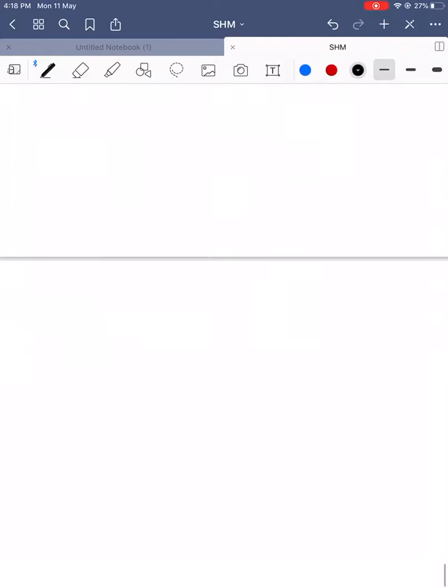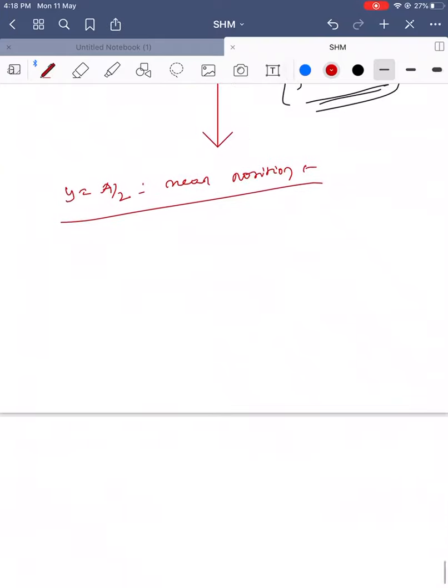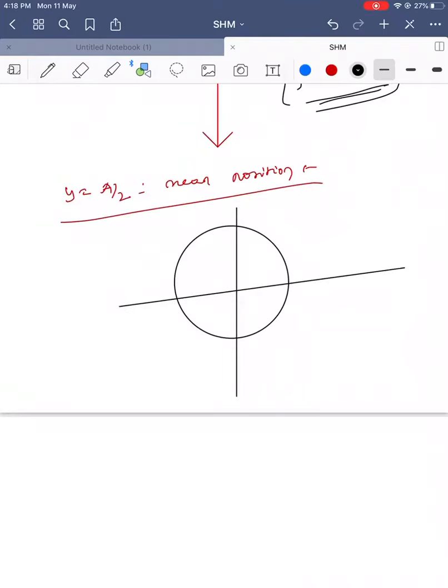Next, at y is equal to a by 2, but it is coming to the mean position. Write the equation of the simple harmonic motion. Draw a circle, and there, where is a by 2? Two positions are there, the first position and the second position. Where is it coming? It is coming to the second position. So first we should draw a straight line.